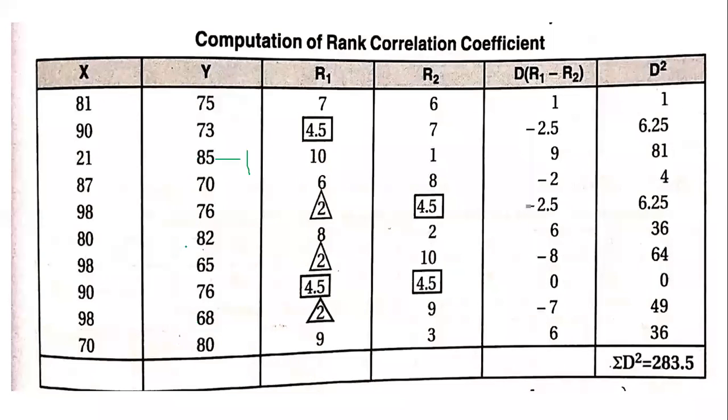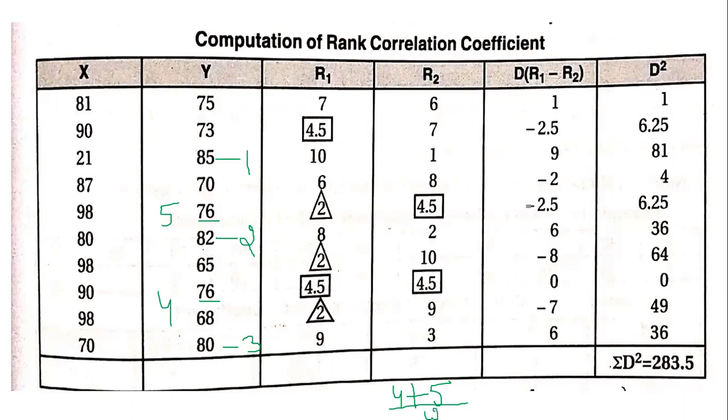Then after 85, 82 is there. This will get the second rank. Then after 82, 80 is there. Is there any repetition of 80? No. So this will get third rank. Now after 80, we have 70s. In 70s, which is the highest? 76. So if you see 76, there is one 76 here and there is one more 76 here. So fourth position plus fifth position. Fourth position and fifth position is being taken by the same number.